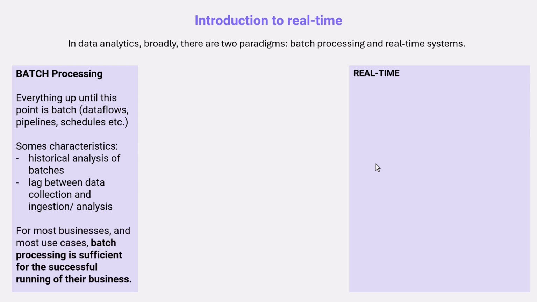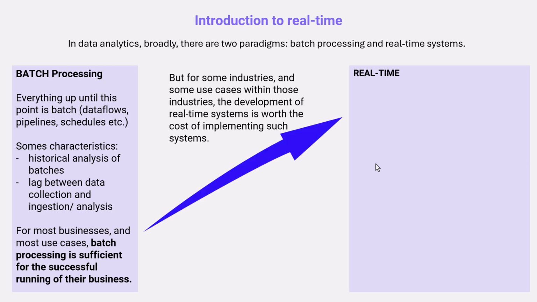Now, for most businesses and most use cases within those businesses, batch processing is sufficient for the running of their business. When we talk about batch processing, you can still run batch processing on a schedule of every 5 minutes, for example. That's still batch processing, and that is more than enough for most use cases. But for some industries and some use cases within those industries, the development of real-time systems is worth the cost of implementing those systems. We'll talk about the cost of developing some of these shortly.